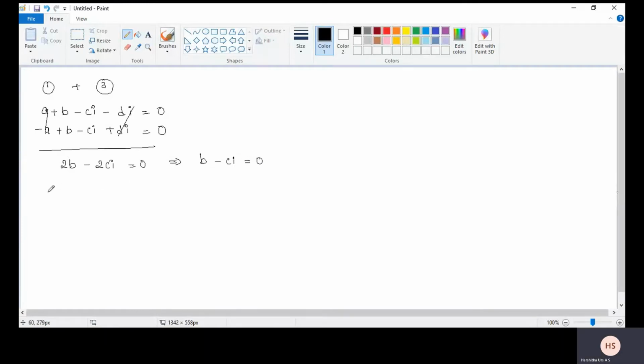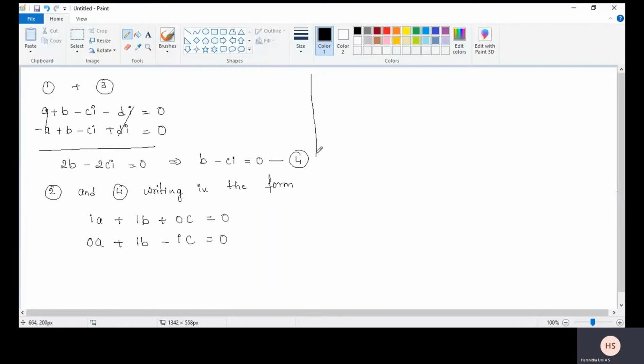Next, equation 2 and equation 4, writing in the form. Here I will write ai a plus 1 b plus, missing term, I will write 0c is equal to 0. Next equation, call this one as equation 4. So equation 4, here a is missing, so I write 0a plus 1b minus i into c is equal to 0.